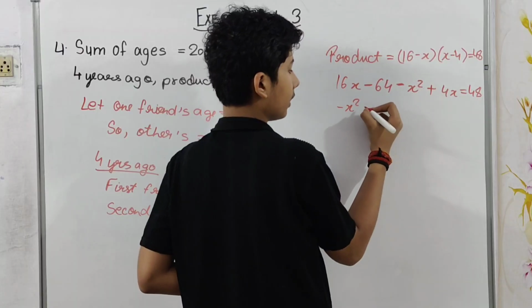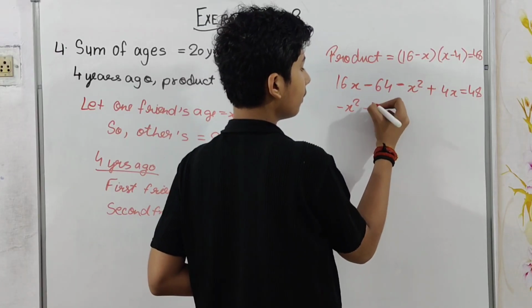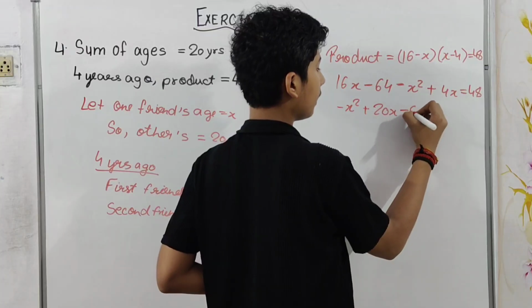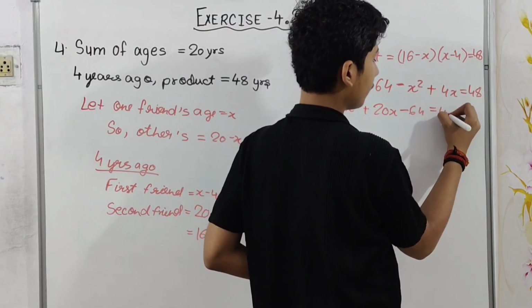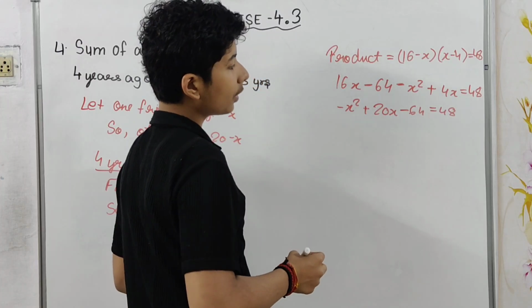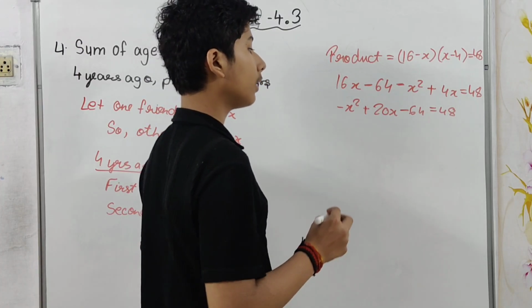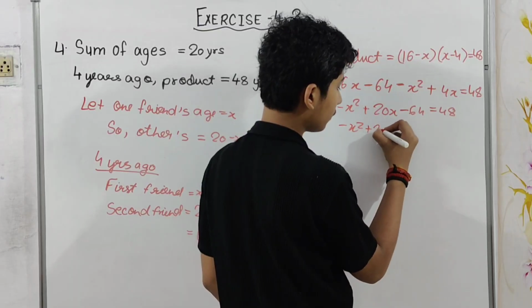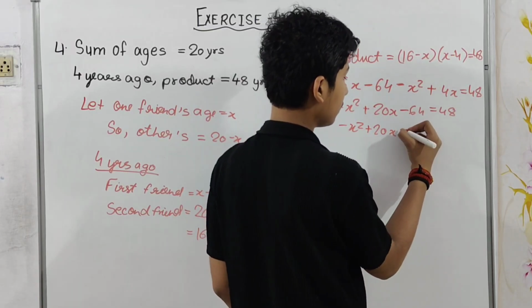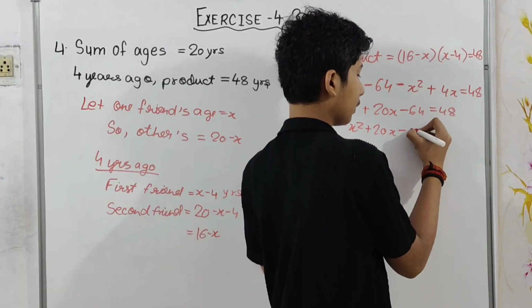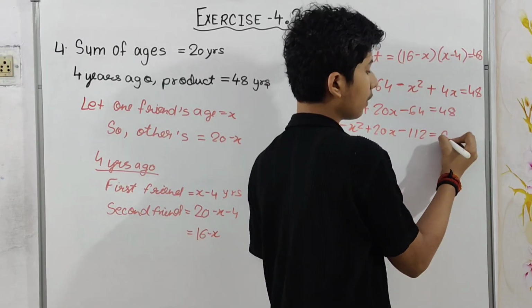Minus X square plus 20X minus 64 equals to 48. Now we'll send it this side. So 64 plus 48 is 112. So minus x square plus 20x minus this 112 equal to 0.